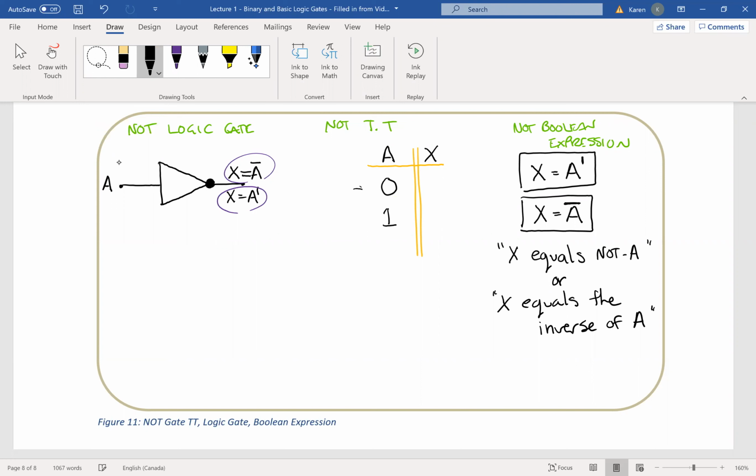And if the input A is 0, then the output must be the opposite or the inverse of the input, which is 1. If the input is 1, then the output must be 0. So this is, as you can see, an inverter. So I'm going to write this is an inverter. And there are many situations where you need to take a digital signal and invert it to the opposite of that digital signal.